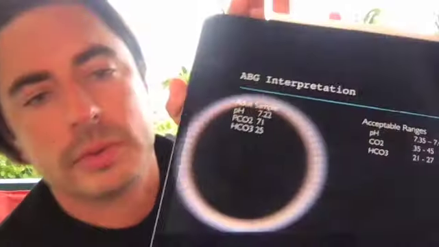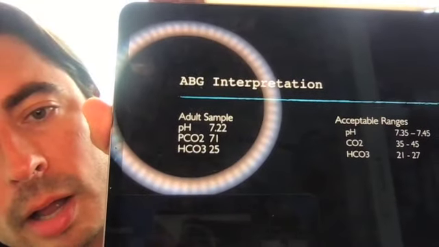Next problem here: 7.22, CO2 of 71, and a bicarb of 25. Okay, so with this case, I have a pH of 7.22. That's on the low side, so I have an acidotic pH. Then I'm going to look at the CO2. Is my CO2 causing that pH to be low? In this case, yes, I have a respiratory acidosis.